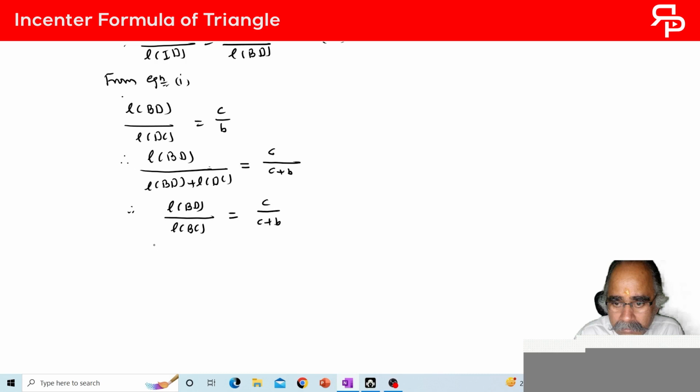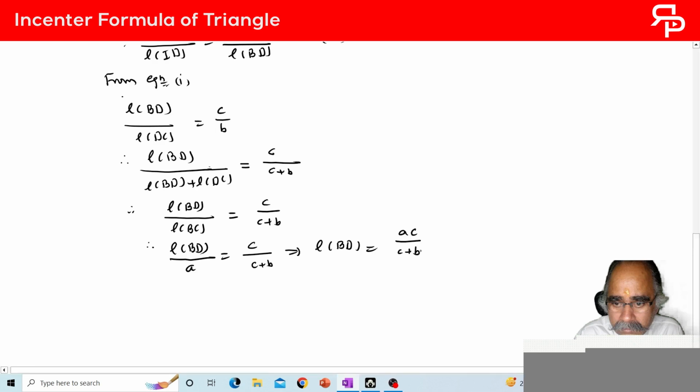And length BC is what? Length BD upon length BC is nothing but small a. Remember, the side opposite to capital A is length BC, which is small a, equal to C upon C plus B. So this implies length BD is AC upon C plus B. So from equation number 1, now we got the value of BD.